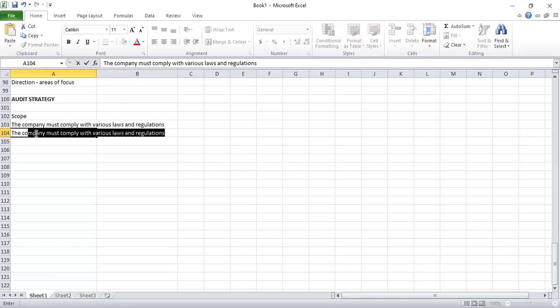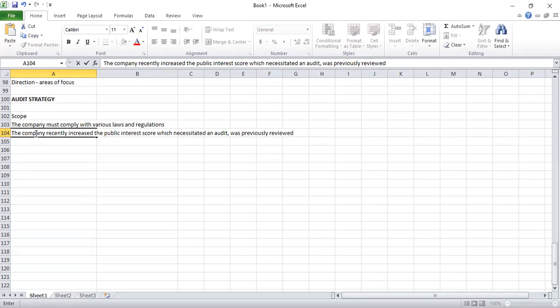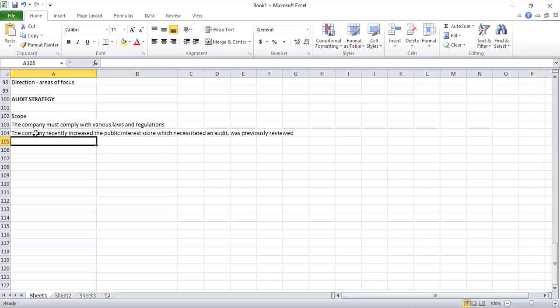the company recently increased the public interest score, which necessitated an audit. Then was previously reviewed. So all these things can affect the scope. That is what you are supposed to cover as an audit. Because already from this information, you know that, okay, I should look at the opening balances. So you will be considering that it's your first time, and there are a lot of laws involved. Is that right? Then there was what?